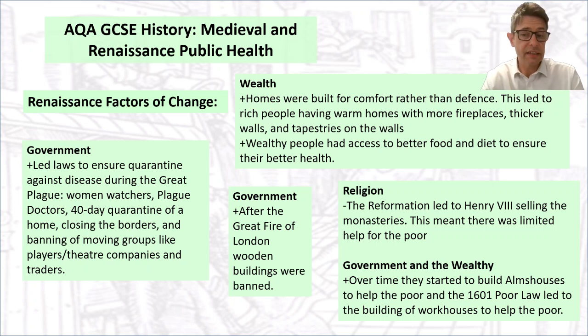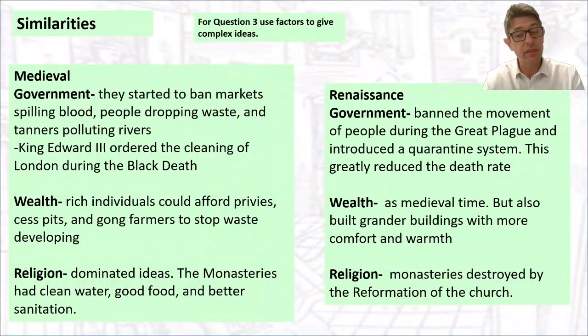Religion is a bit of a negative. We see the Reformation, and I suppose this is government action as well, sees the end of monasteries. So that help for the poor has now disappeared because monasteries would have provided charity for the poor. So government and the wealthy start to take over. So almshouses start to appear to help poor people, funded by charity or governments. And the 1601 Poor Law comes into effect, which provides workhouses for poor people. And the 1601 Poor Law will remain significant for about 200 years.